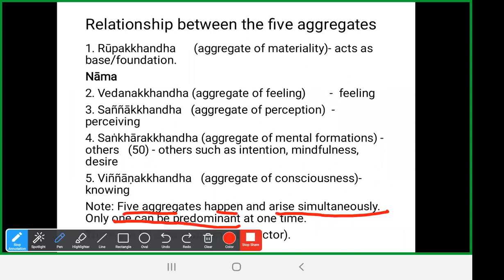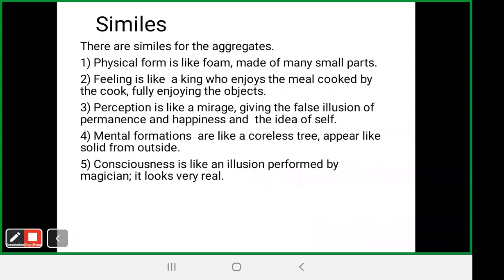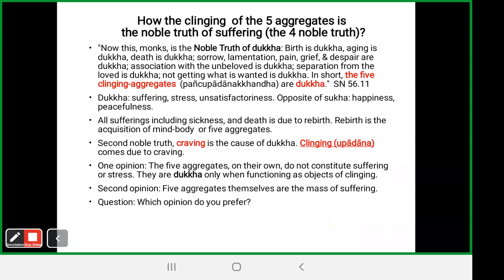This means that if the feeling is obvious, then the Vedana Khanda is obvious. If you feel the Sankara or consciousness, only one is predominant, but these 5 happen together, like our 5 fingers. Our 5 fingers also happen together, but only one is maybe obvious at one time. So this is similar here, all right?